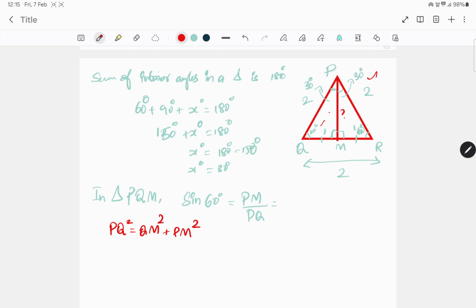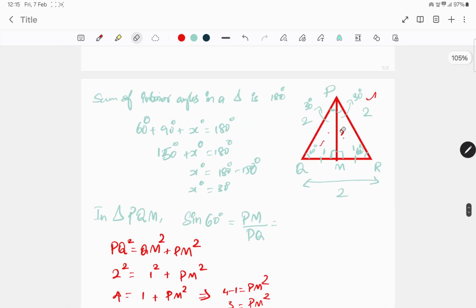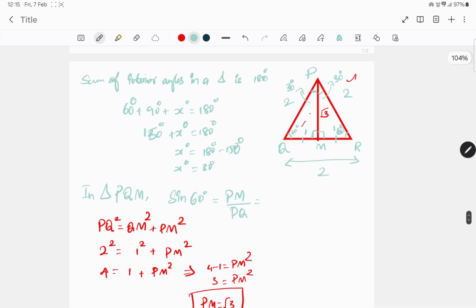What is the PQ? It is 2 square. QM is 1 square. PM we need to find out. 2 square is 4, 1 square is 1 plus PM square. Take this 1 to the left hand side. 4 minus 1 equal to PM square. Then 3 equal to PM square. From this we can take square root on both sides. Then PM equal to root 3. We found the remaining value. Okay, PM, mark here. This is root 3.